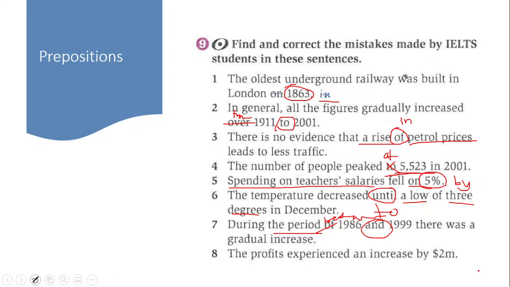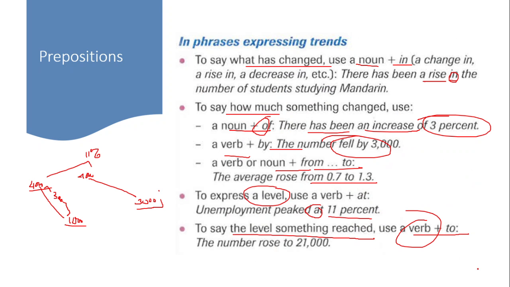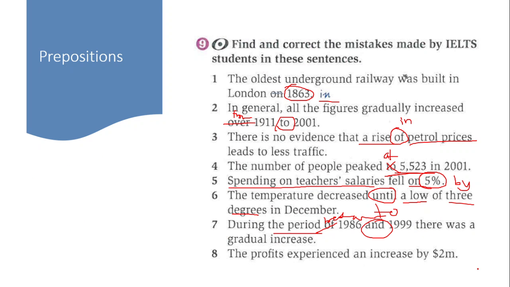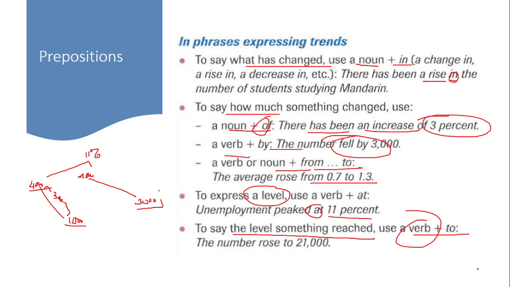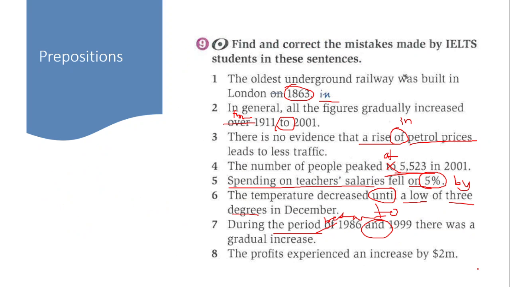The profits experienced an increase. Okay. Can we say that? An increase by, increase is a noun here. No, we cannot use it. We can only use increase of. Yeah, increase of.